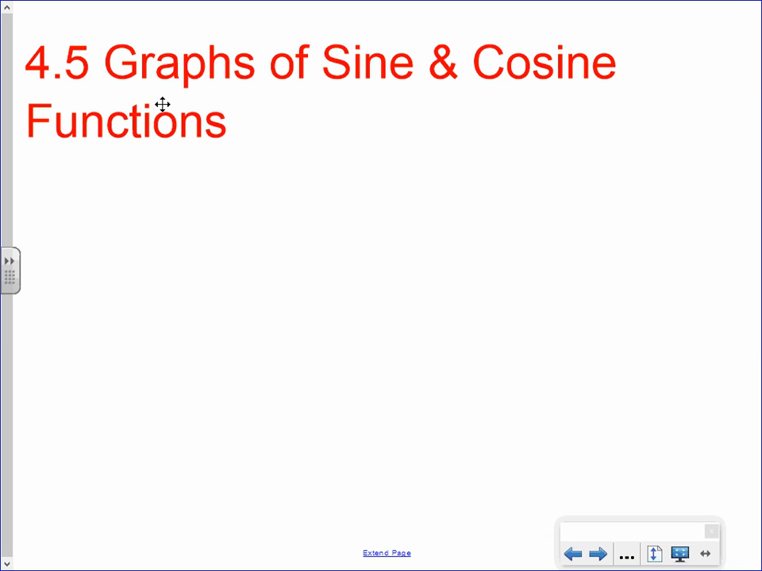We are going to continue where we left off on Friday with graphing sine and cosine curves. I've given you a handout that will be a part of our notes. You notice that both the sine and cosine curve are very similar, right?